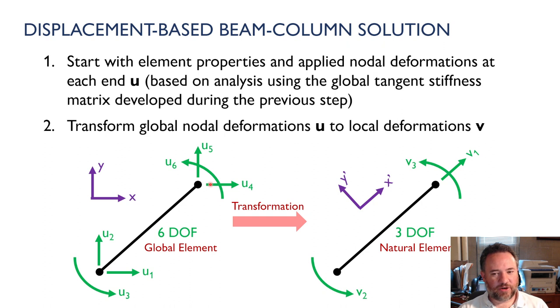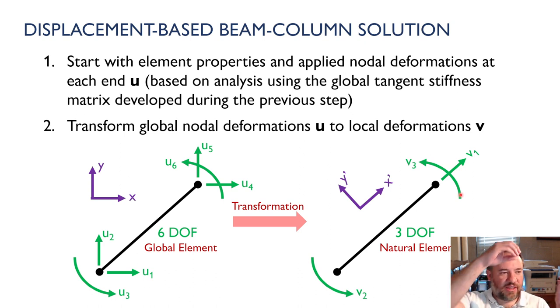Then this is where it does the transformation, okay? So this is where the geometric transformation comes in too. It does a transformation between the global 6 degrees of freedom and a local 3 degrees of freedom, okay? In order to define all the internal deformations of this element, all I need are 3 degrees of freedom. Why? Because I can take out all of the rigid body rotations, okay?